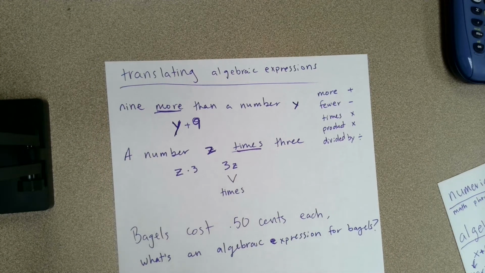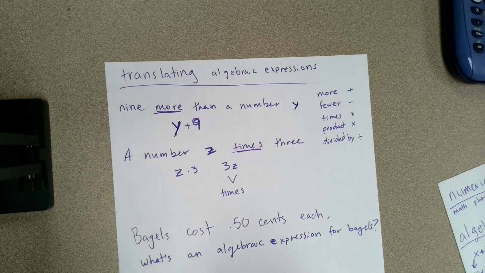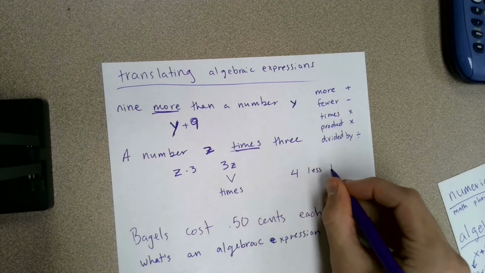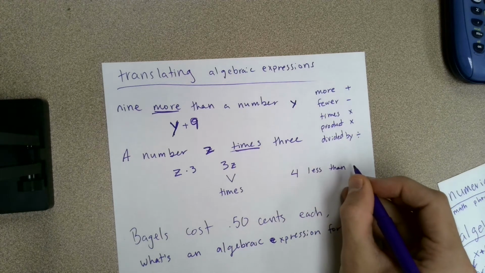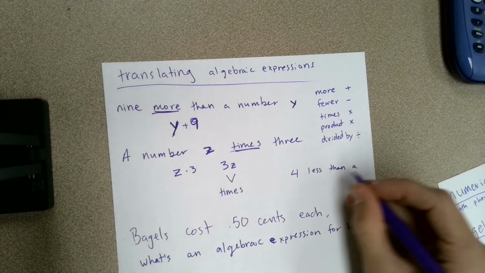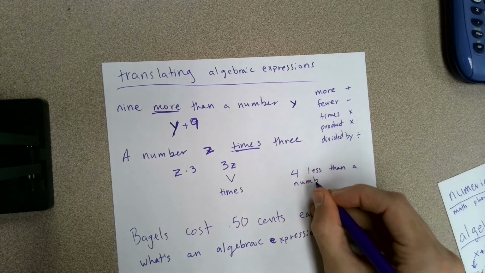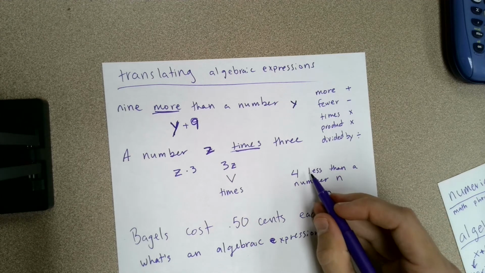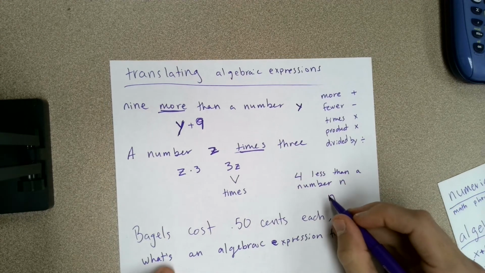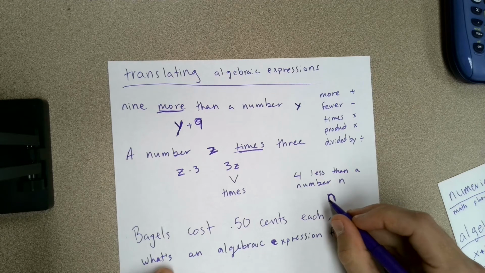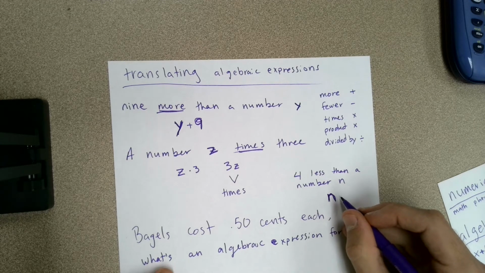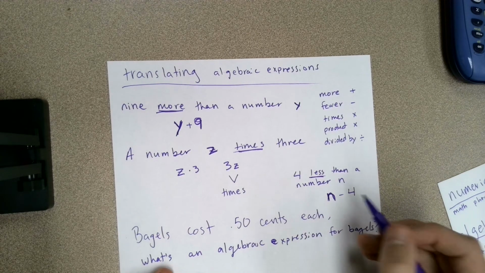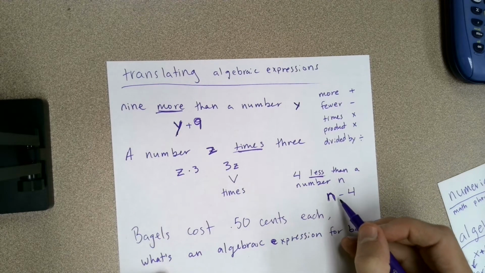What if I said 4 less than a number n? So I know we have our number n, less. That makes me think of what? 4 less. It's going to be n minus 4. So you got to look for these key words, and that'll help you translate these algebraic expressions.